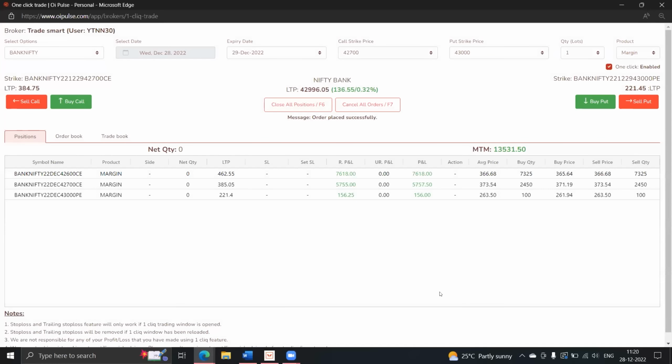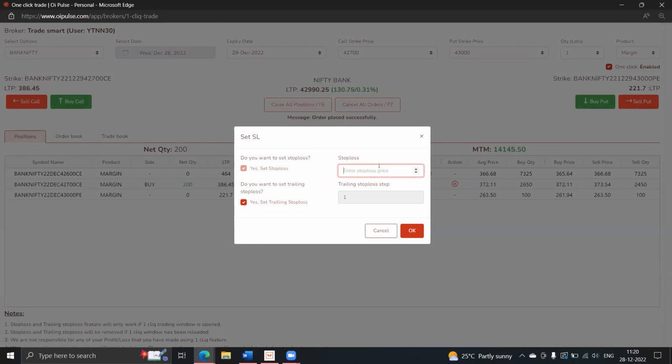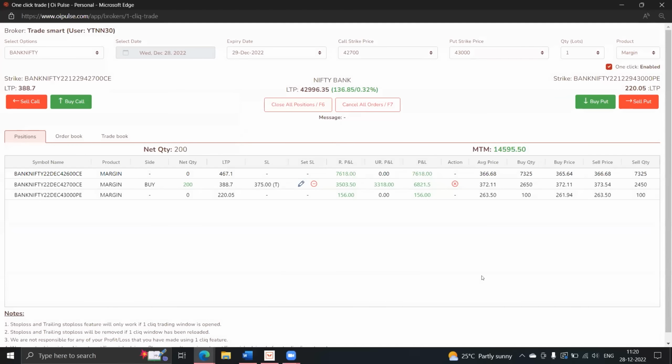Oh, it is too volatile, guys. I'll just try it again. Okay, now look at it. I will place a trailing stop loss at 375. Even that is fine. Let's see. 375, 381. It is quickly moving.